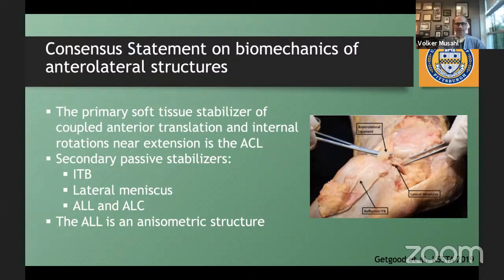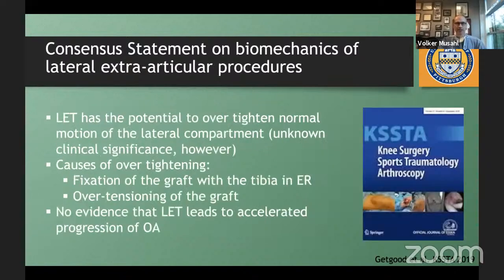And we also said that the ALL, so-called, is an anisometric structure, meaning it changes its strain throughout the range of motion. Now, if you perform a lateral tenodesis, lateral plasty, extra-articular procedure, ALL reconstruction, all synonyms for the same thing, there is a potential to over-tighten the normal motion of the lateral knee. And the causes would be if you fix the graft with the tibia in external rotation, or you simply over-tighten the graft when you fix it.